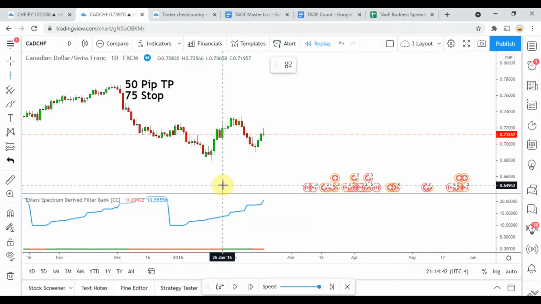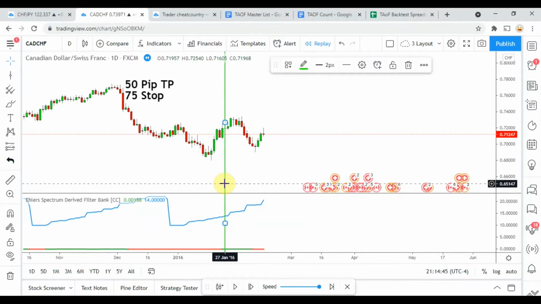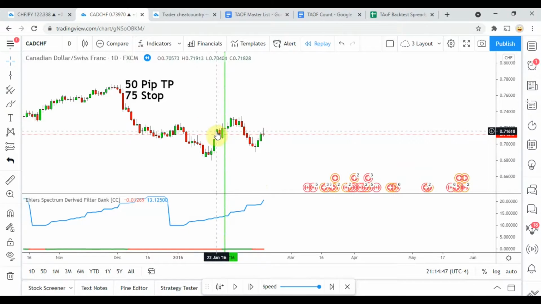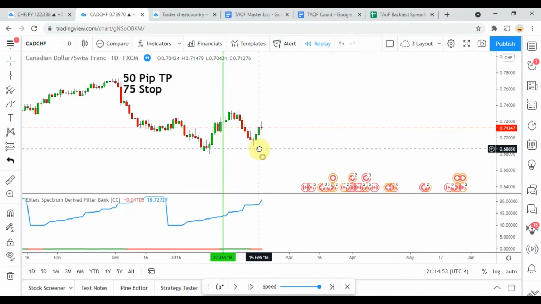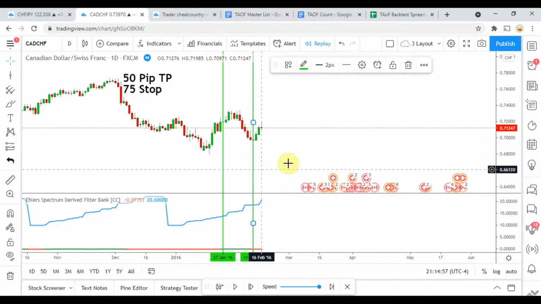All right, so looks like we get the first signal right there. Looks like we do get to take profits. Double check here just to be sure. 136, yes, we did. So first signal, and it was a decent one.